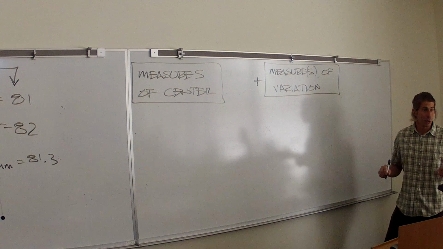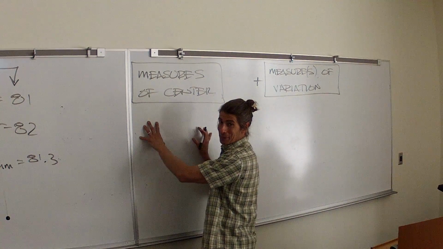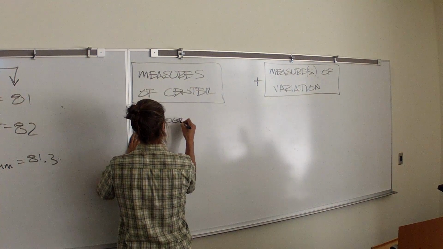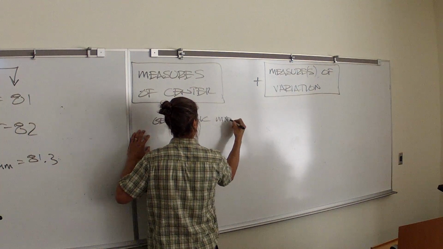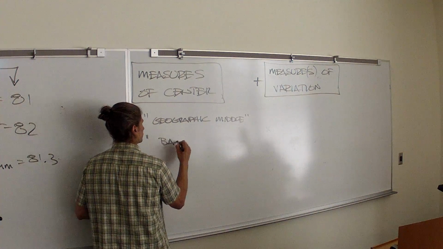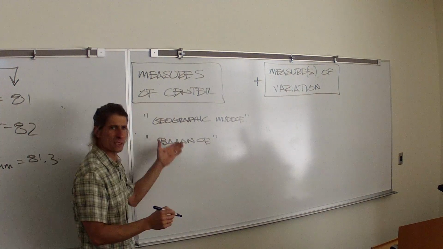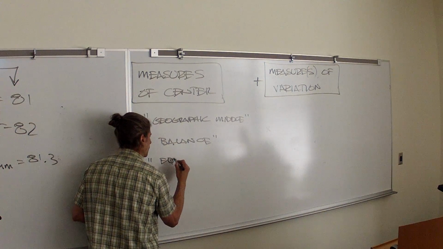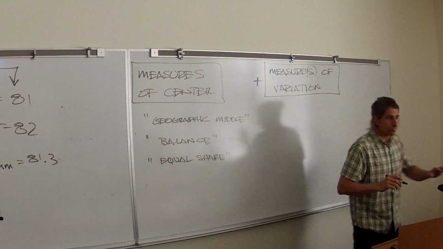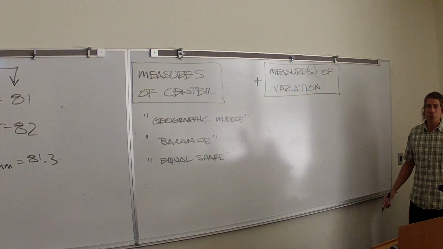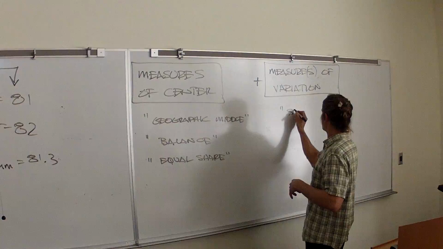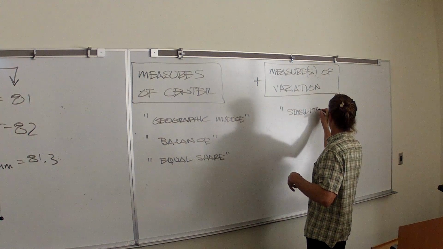So there's already some words you guys came up with. I love how, when you talked about center, one of the first things Rachel said today was she talked about the geographic middle. That was fantastic. I also heard balance. There's all kinds of other words, like equal share. These are all words I remember from last week with you guys. I've already heard some good words for variation over here as well. Some of those good words are stability, stable, stability, consistency.